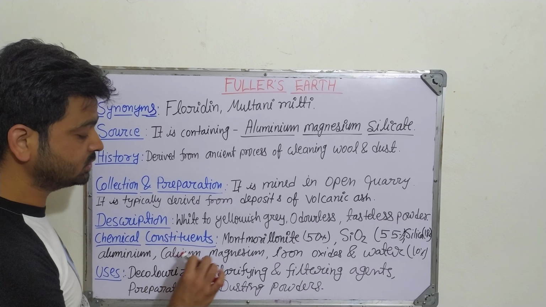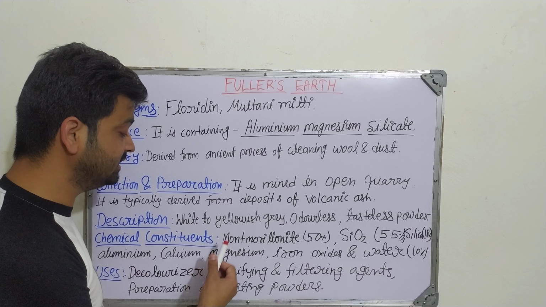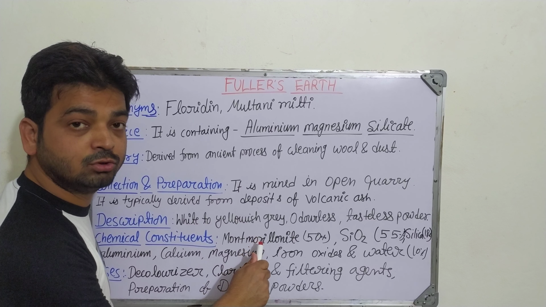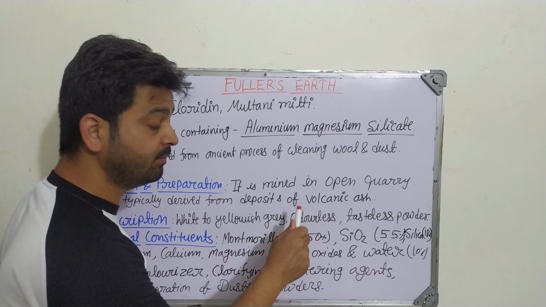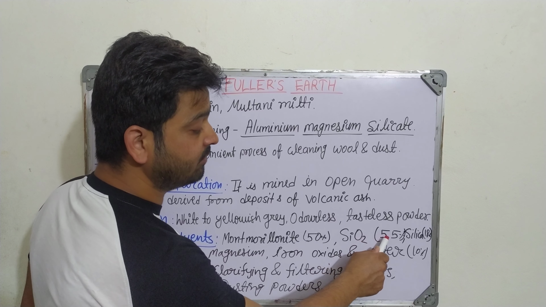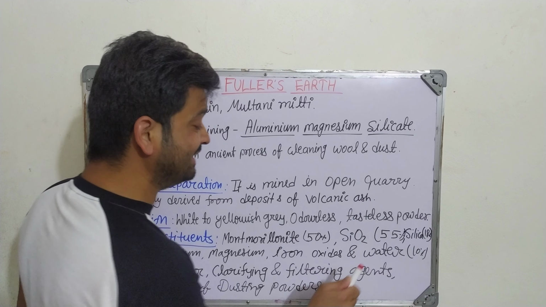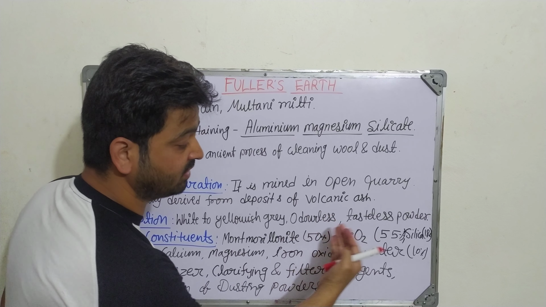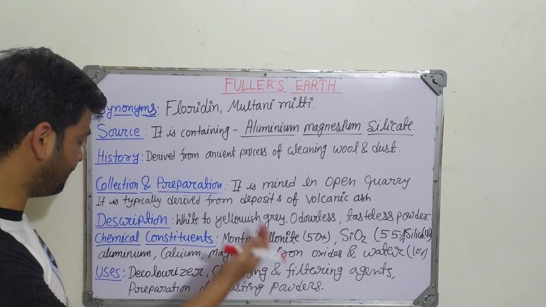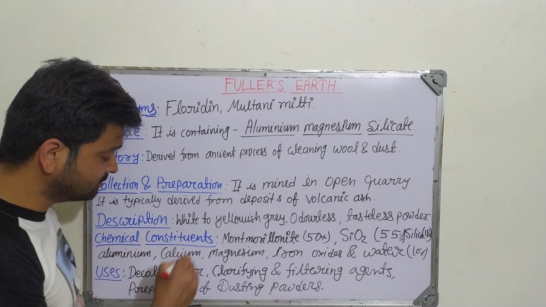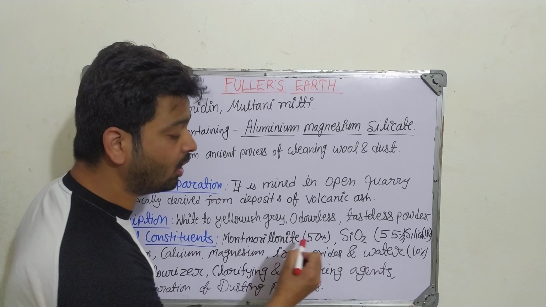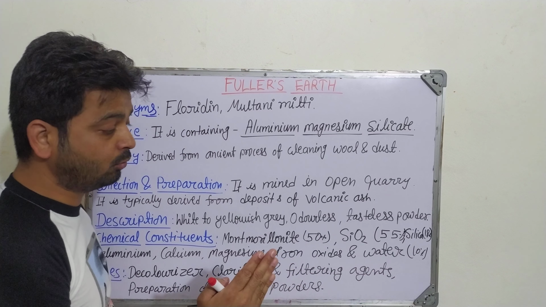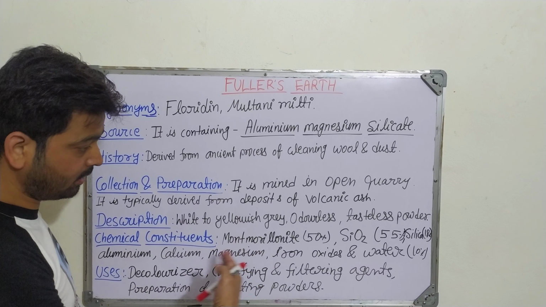Coming to the chemical constituents, what are the chemical compounds present in it? Montmorillonite, which we have seen in bentonite also, is about 50%. Then silicon oxide will be 55%, and silica will be 18%. These three have to be remembered because they have great percentages: 50, 55, and silica 18%. Apart from that, it has aluminium, calcium, magnesium, and iron oxides, and water about 10%. You can remember this by reading it.